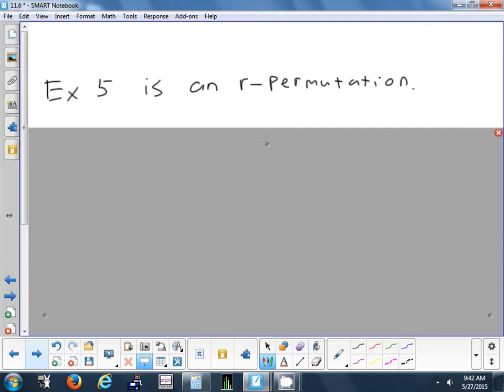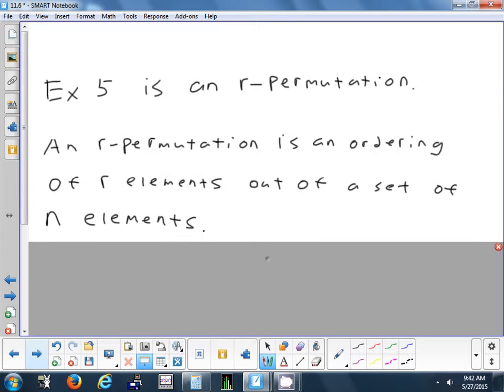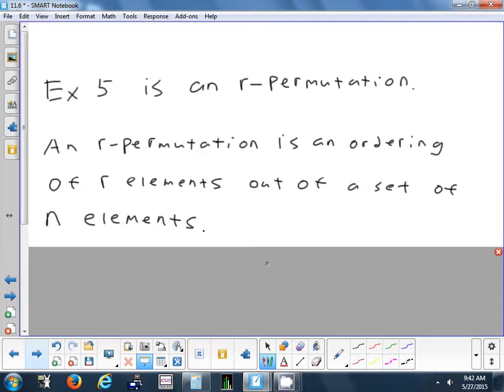Now, this is an example of a permutation because the order is important, but you're only using a subset of R elements in the permutation. Okay, so this is called an R permutation. So basically what we just did, R was 3. 3 out of 15.